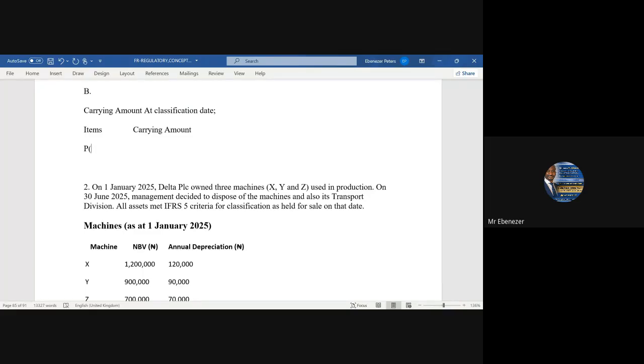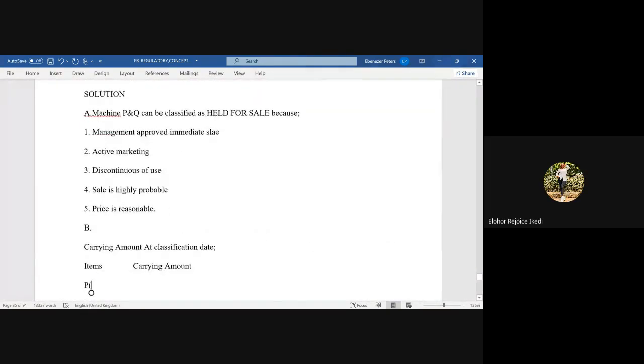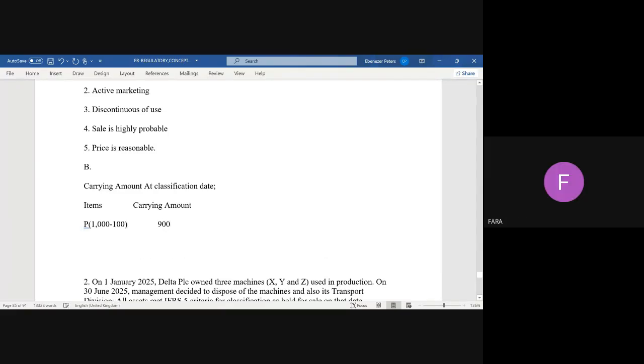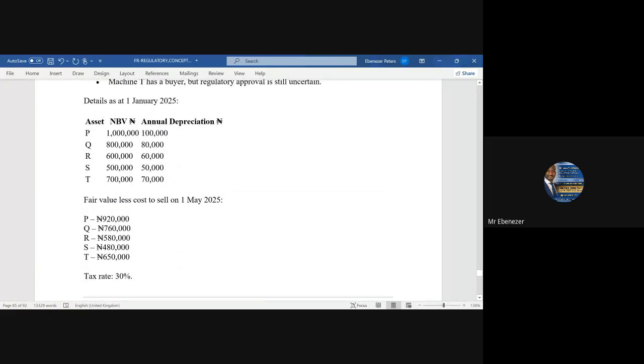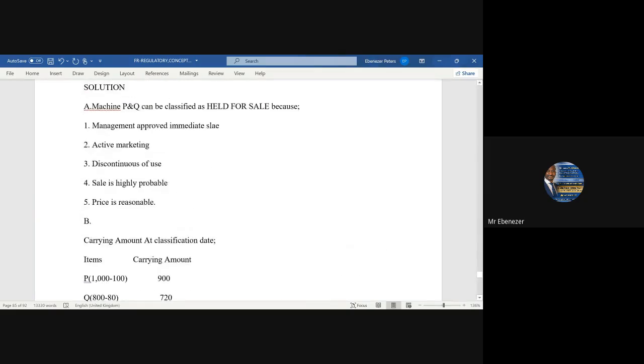Give me P. P is from the fair value less cost to sell, because the fair value less cost to sell is lower than the other one. 920. What is the Q one? 800 minus 80. What will it be? 720, I guess. 720. Yes. So that's the carrying amount of the assets. So I think we are done with B.